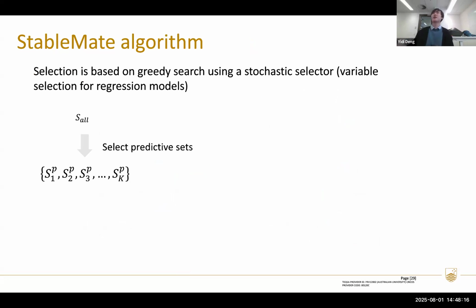So our goal here is to find a stable blanket. And the way that we find this stable blanket is actually very classical. We just do a regression model and we find the set of predictors that optimize some kind of objective function of the regression model. And this is a greedy search algorithm, and it is a stochastic selector. That is, if you run this regression model multiple times, the predictors that you selected could be very different because it's random selection. But I'm not going to go into details about what it is.